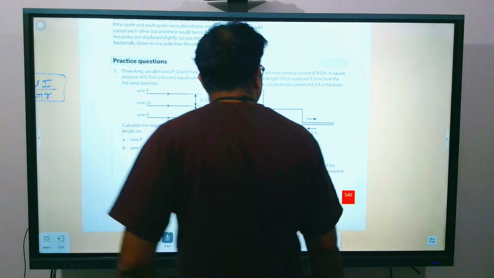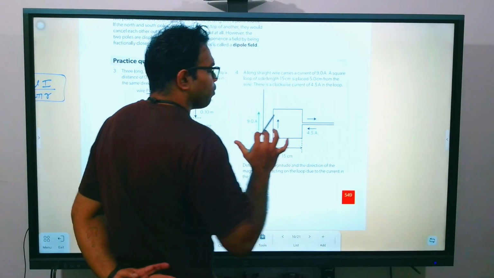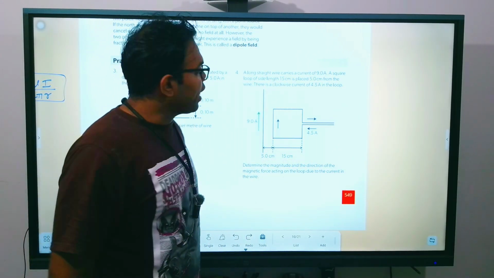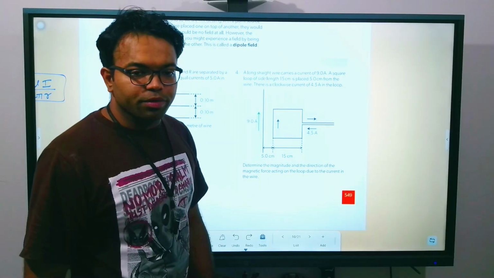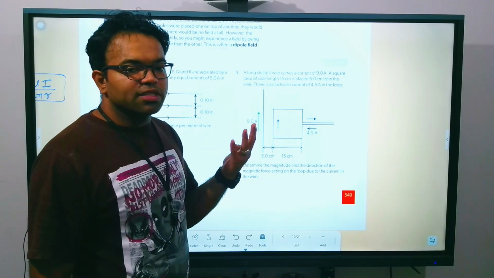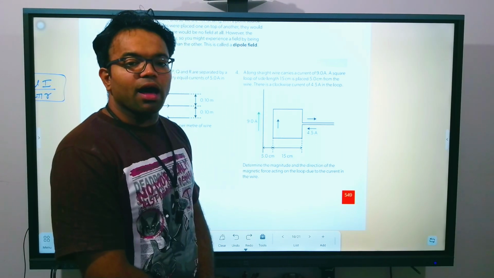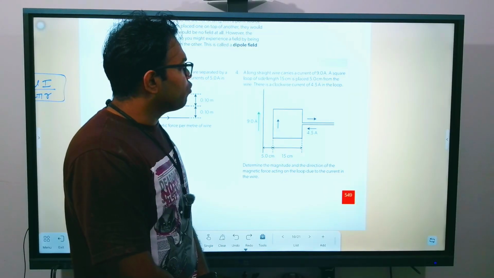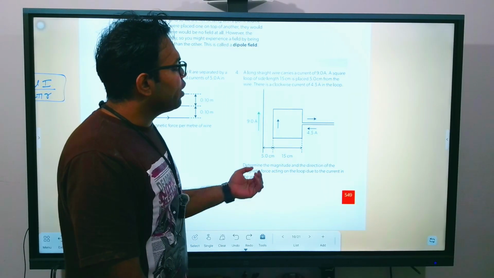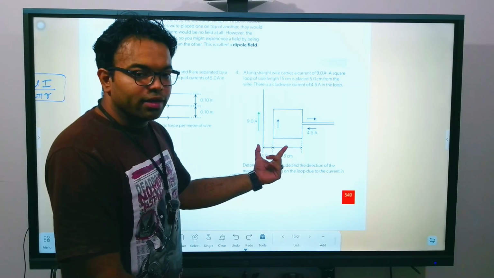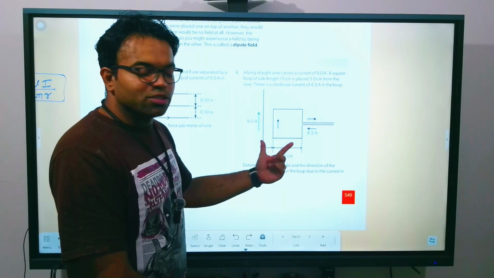So, how do we solve this problem? Basically, we have to add all the forces that are acting on the four sides of the loop. There are four forces acting on the four sides of the loop. We have to understand how they work. Right now we have a 15 centimeter sided square, right?